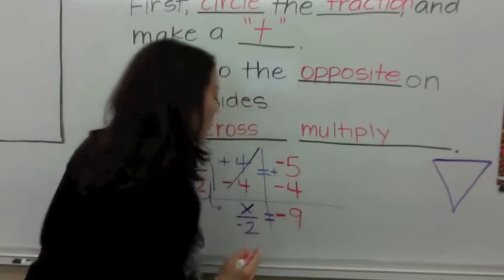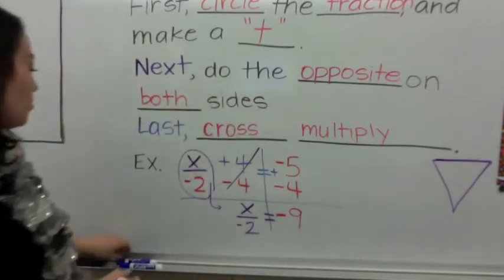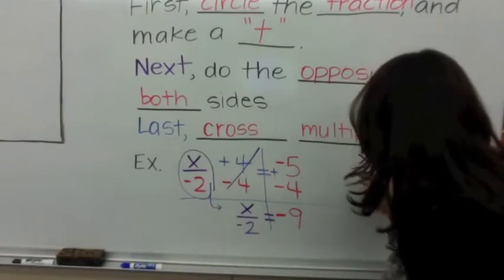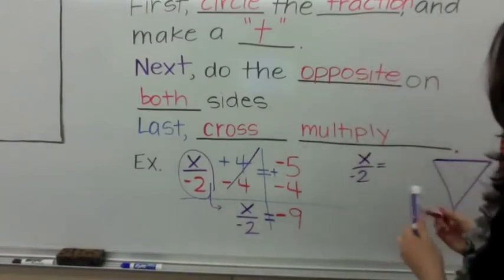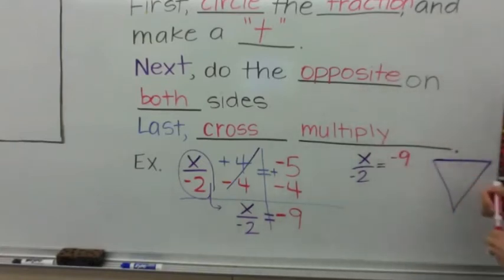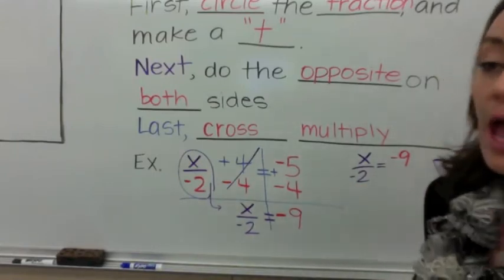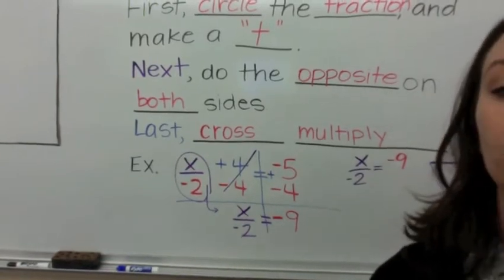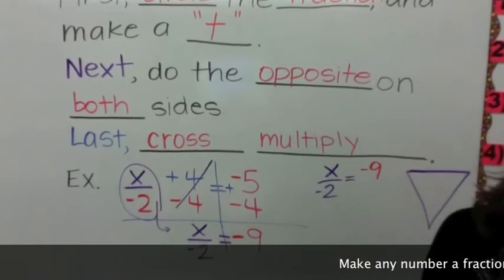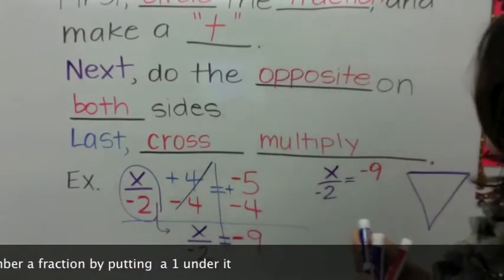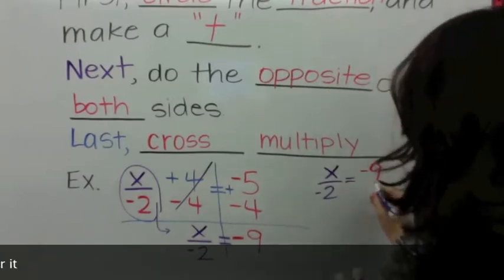Very good. Okay. So I want you over here to rewrite the fraction, which is x divided by -2, and now it equals -9. You following me? Yes. Okay. If you have a fraction on the left, you need a fraction on the right. Repeat after me. You need a fraction on the right. How would you make -9 a fraction? What do you put under it? You put the number 1.